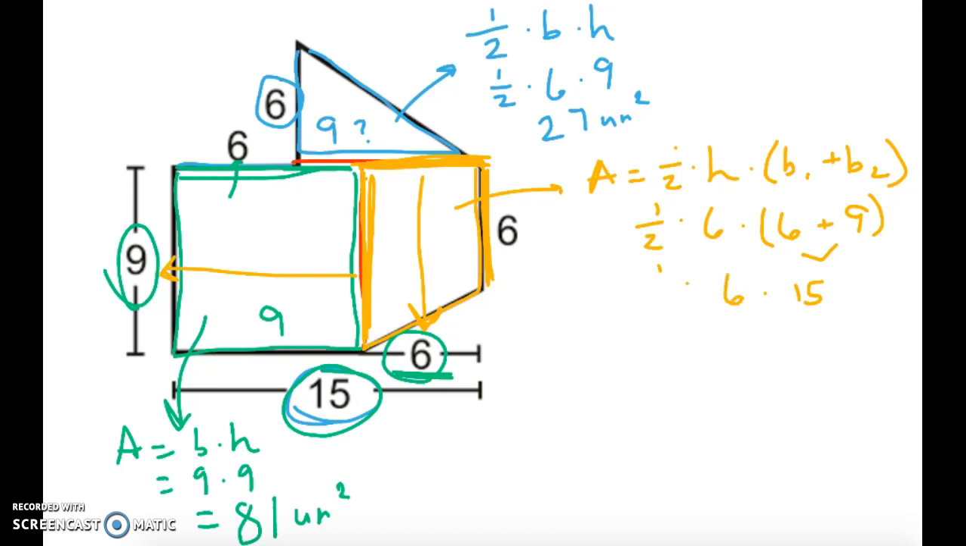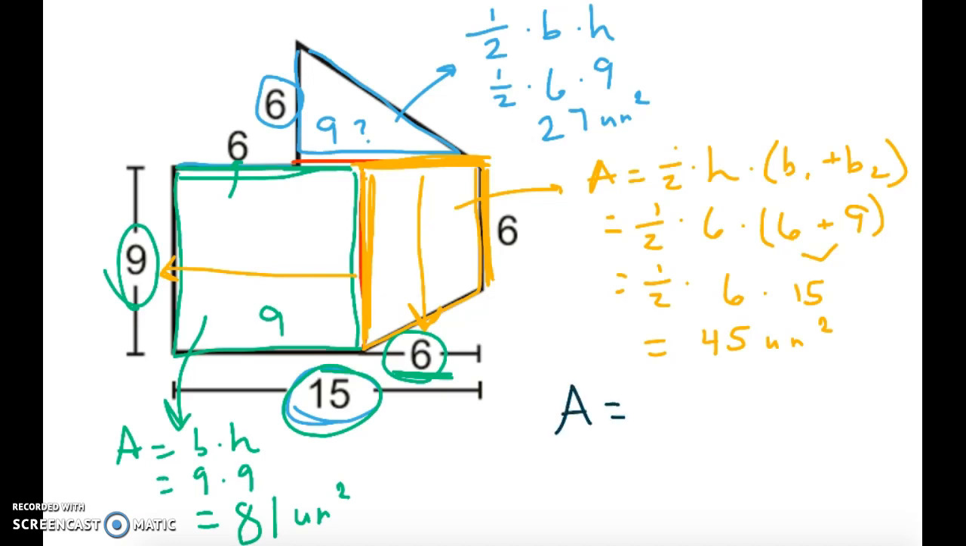I need to multiply that by 6 and by 1/2. That gives me an area of 45 units squared. So now that I have all three pieces, I need to combine them to find the area of the larger complex figure. So we found our, I'm going to write this all down here at the bottom.